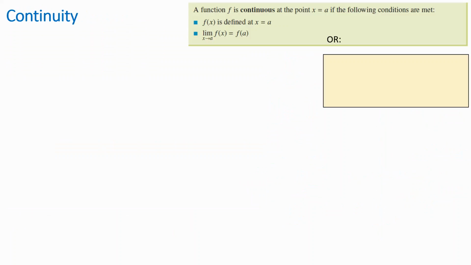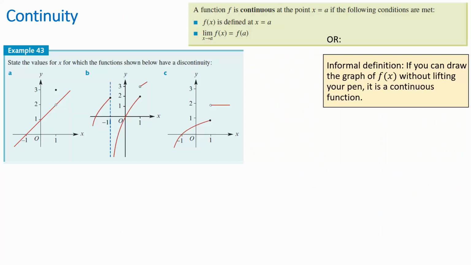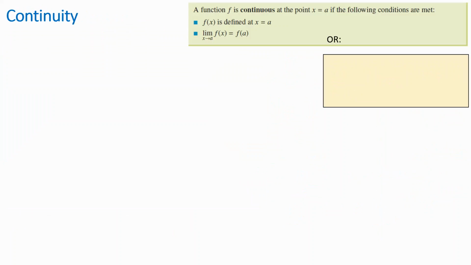First one, f of x is defined at x equals a. The second one says limit of x approaching a for f of x is equivalent to f of a. Now that sounds really mathematical or really hard to understand. If we think about it, I'll just draw it again here. What it's really saying is you've got a graph. Doesn't matter what graph it is.